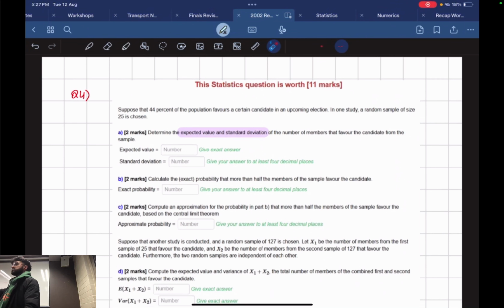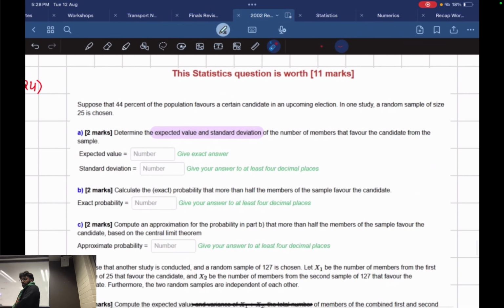So I'm gonna try to go through 2 stats questions. One of them I'm not that confident about; the other one I'm pretty confident about. Google AI said I was correct. So let's try it. Suppose that 44% of the population favors a certain candidate in an upcoming election. In one study, a random sample of size 25 is chosen.